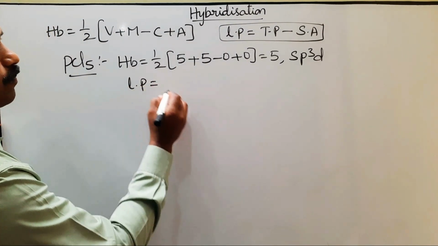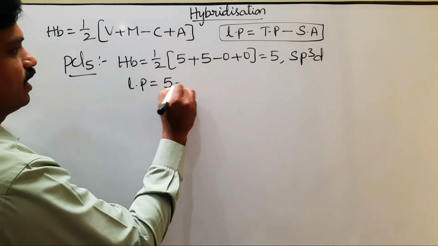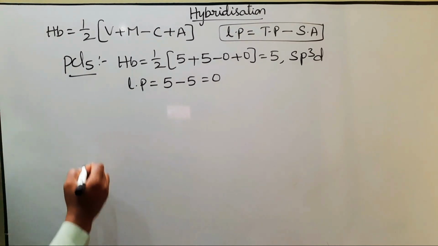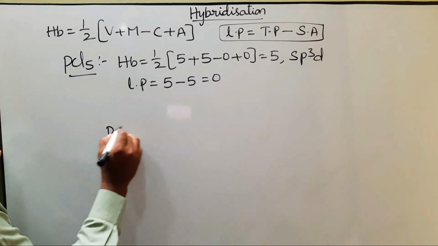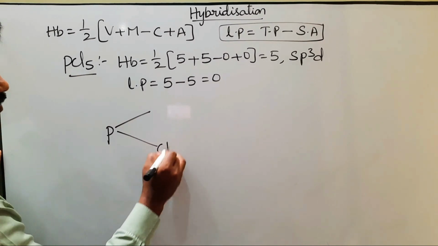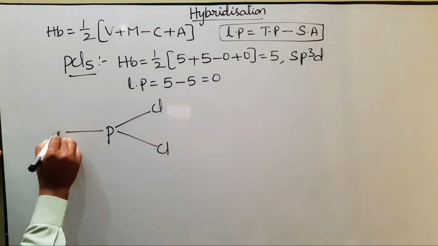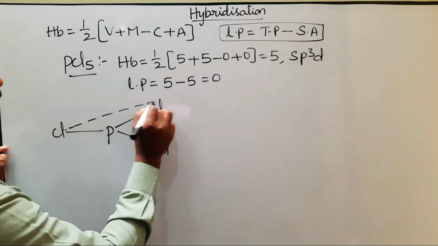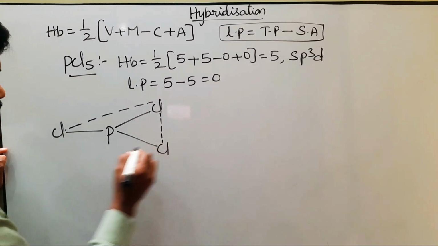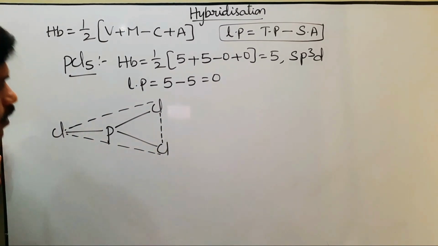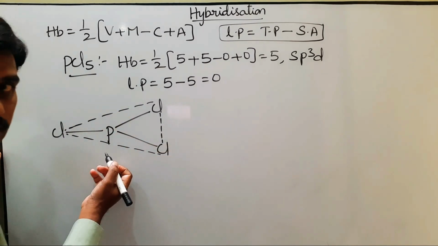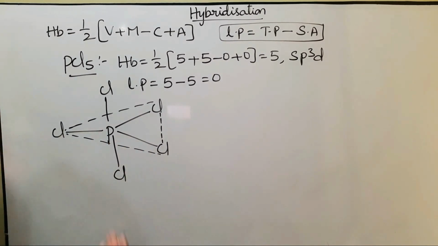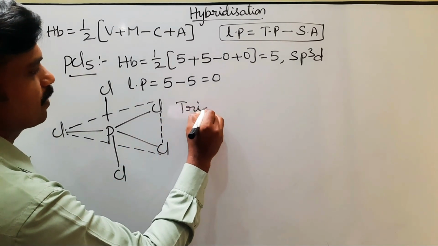Now lone pair is equal to total pairs, here obtained 5, minus surrounding atoms also 5. So 5 minus 5, 0. Now look at the structure of the molecule. Central atom phosphorus can form planar atoms. Here the planar atoms, 3 chlorines on the plane with the central atom phosphorus also. 1 chlorine above the plane and 1 chlorine below the plane. So this structure name is trigonal bipyramidal.